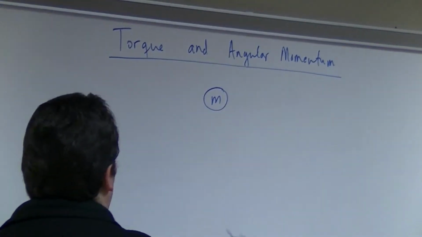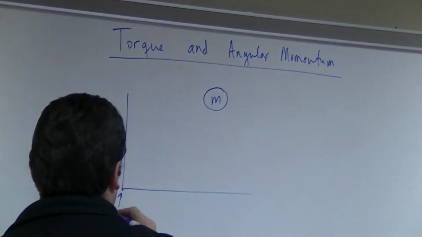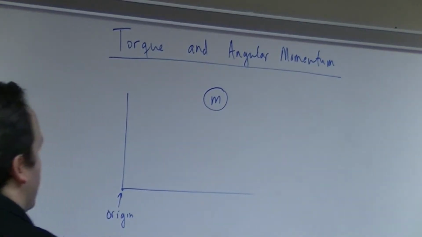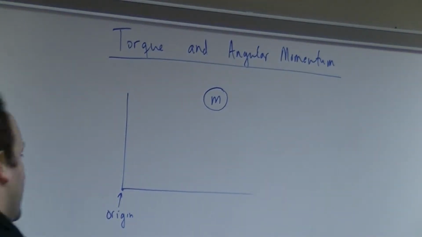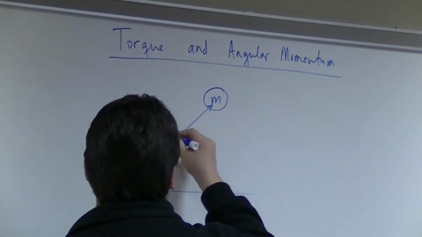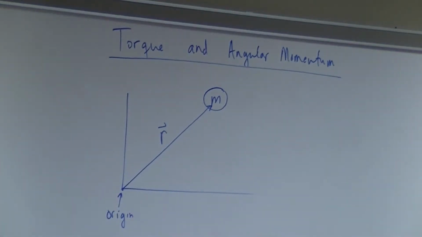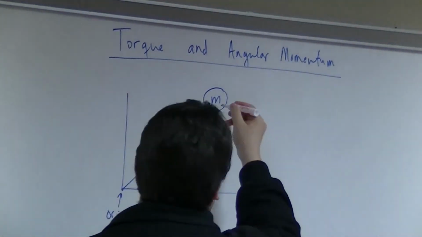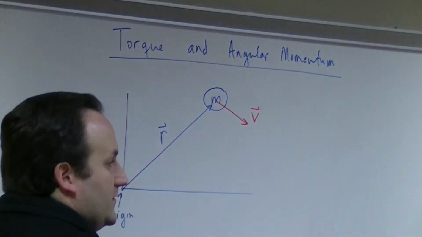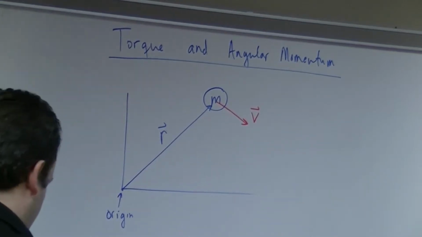So we've got to pick an origin somewhere. So here's the origin. With respect to that coordinate system, that mass has some position vector r, like so. And then of course the mass has some velocity v, right? So you can calculate the torque on that mass.